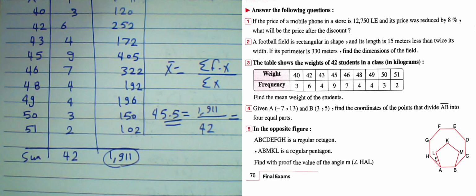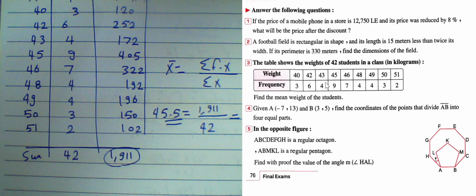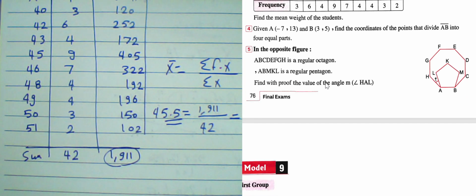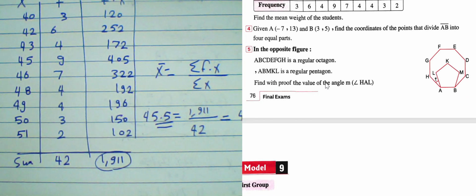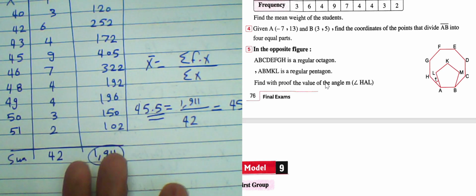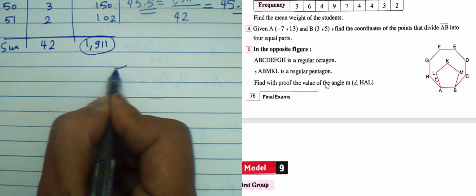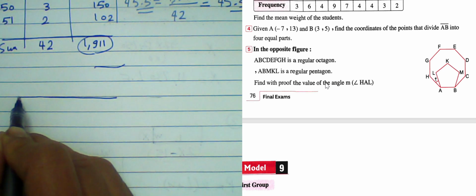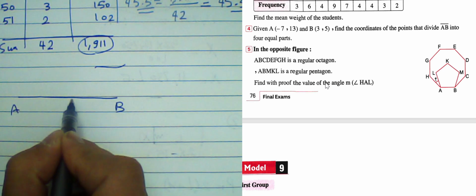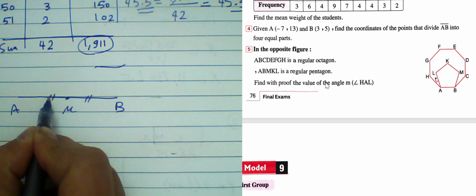Next question here, number 4. Given A and B, find the coordinates of the points that divide AB into 4 equal parts. Okay, look with me at the steps here. We have line segment A and B. First step, put M in the middle of A and B.